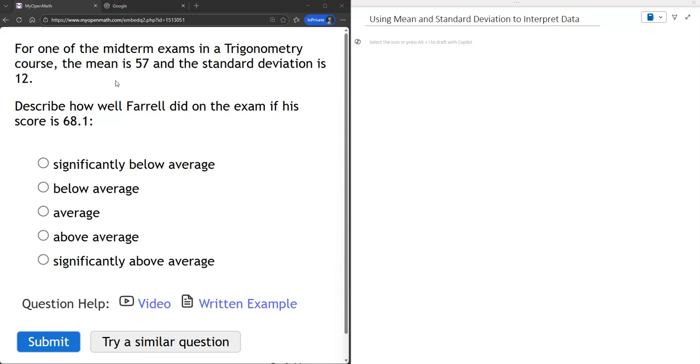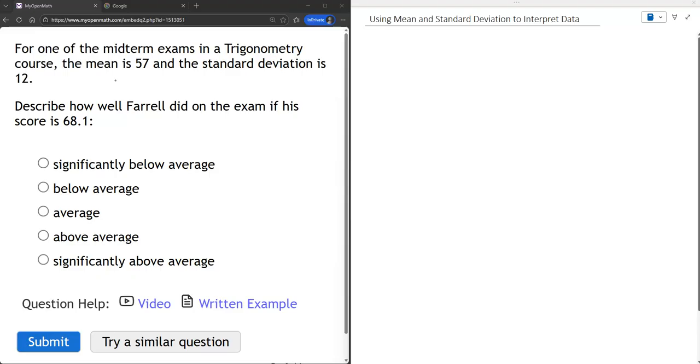So what does that mean to Farrell, who scored 68.1? They certainly, based on arithmetic, scored above 57, but statistically speaking, how well above did they score is the question that we are going to answer.